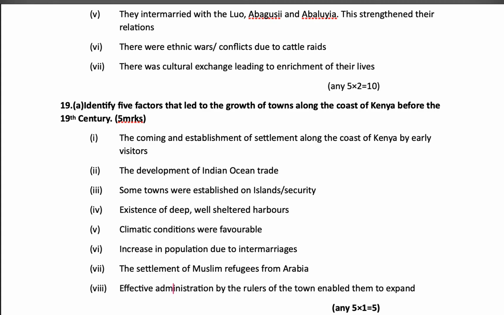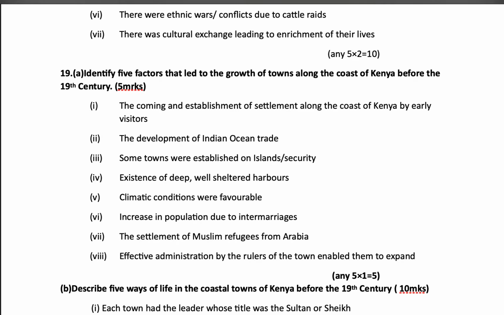3. Some towns were established on islands. 4. Existence of deep, well-sheltered harbors. 5. Climatic conditions were favorable. 6. Increase in population due to intermarriages. 7. The settlement of Muslim refugees from Arabia. 8. Effective administration by the rulers of the towns enabled them to expand.